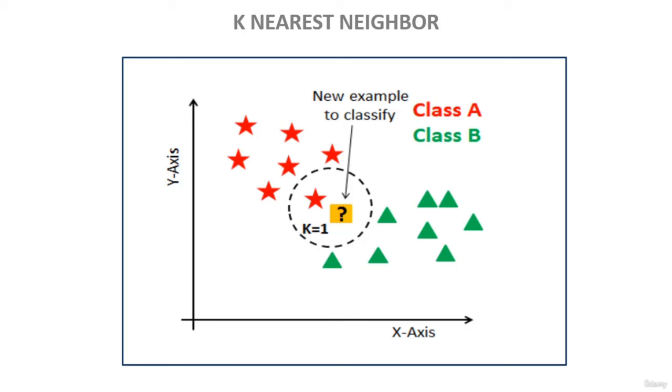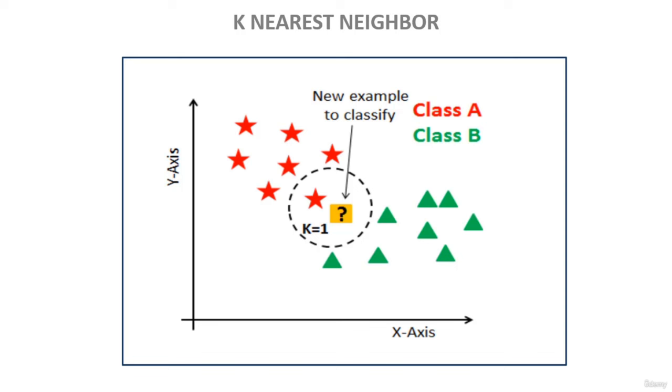K-nearest neighbor, or KNN, is a simple, easy-to-implement supervised learning algorithm that can be used to solve both image classification and regression problems. It is widely used in credit rating, data pre-processing, pattern recognition, recommendation systems, and stock price prediction.